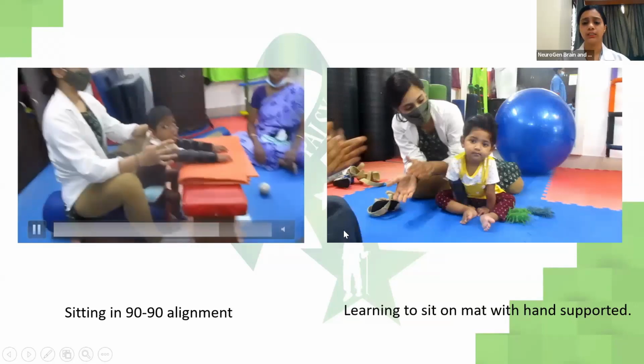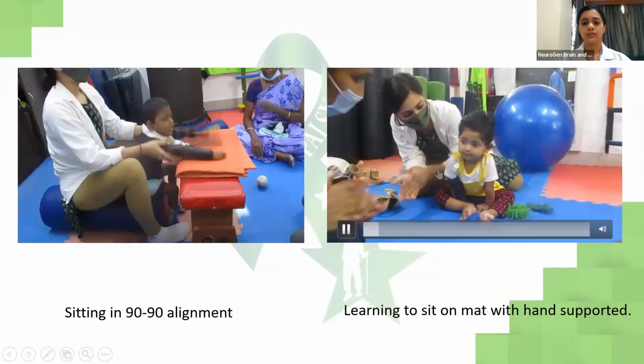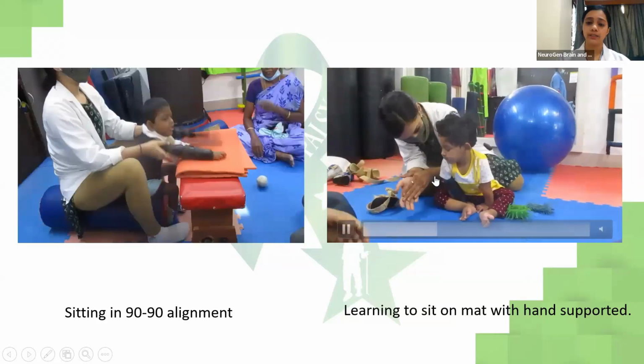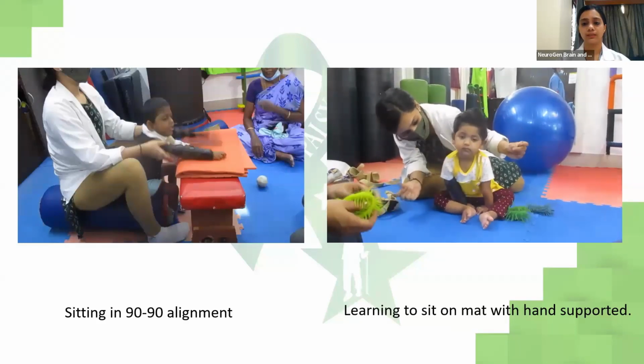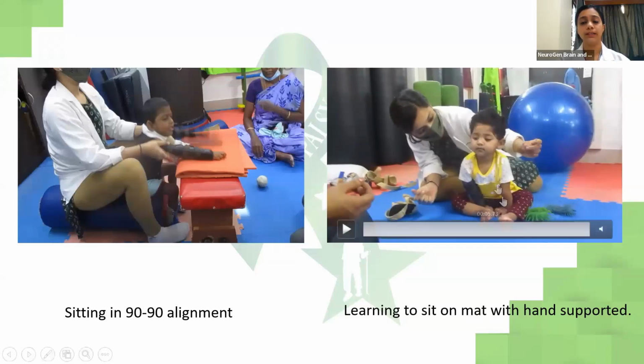She is learning to sit on the mat with hand support. The right hand, as I told you, is affected in her. We just want her to take weight. She's just learning to sit. So for weight bearing, the pedi wraps will really help her.